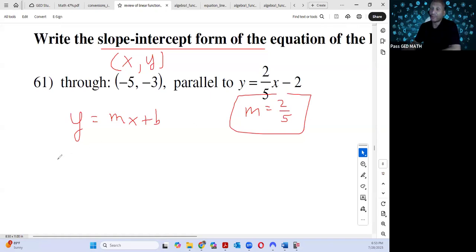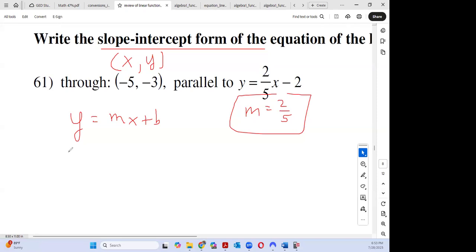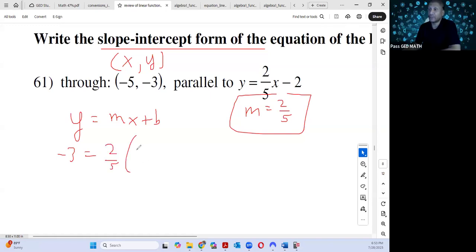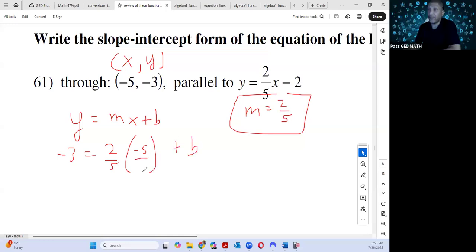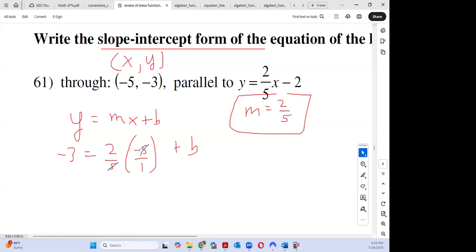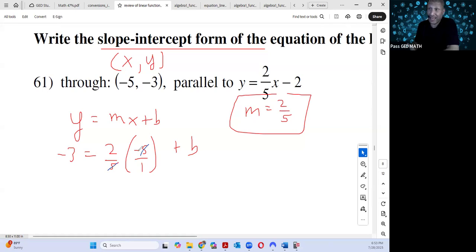But watch this problem. My y is -3. My slope is 2/5. My x is -5. Plus b. I'm going to change -5 to an improper fraction so you can see that the 5's cancel. I still have a negative there, so I can't get rid of it. So I got -3 equals -2 plus b.